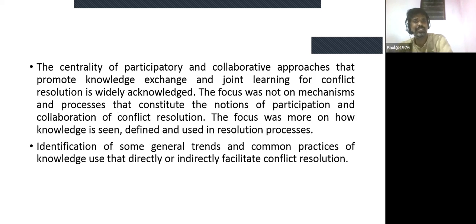So let us now come to the centrality of participatory and collaborative approaches that promote knowledge exchange and joint learning for conflict resolution, which is widely acknowledged. The focus was not on mechanisms and processes that constitute the notion of participation and collaboration in conflict resolution. The focus was more on how knowledge is seen, defined, and used in the resolution process, and so on the identification of some general trends and common practices of knowledge use that directly or indirectly facilitate conflict resolution.